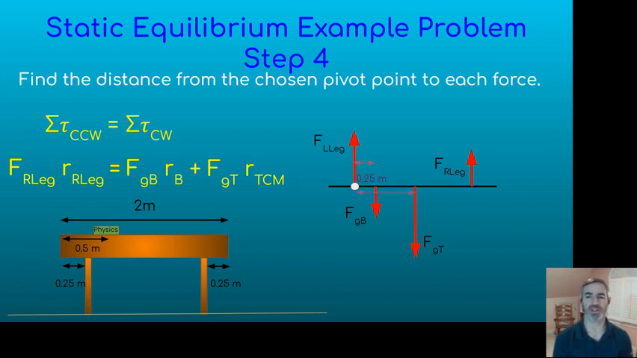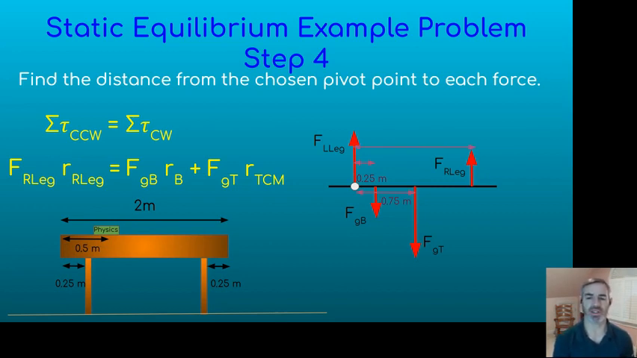Then we're going to find the distance to the force of gravity on the table. Well, we know that the force of gravity on the table comes from the center of mass. And the center of mass would be right in the middle of the table, which is 1 meter, the exact center of the table. But that's not the distance because we're still finding it from the left leg. So we're going to subtract those two numbers and find 0.75 meters is the distance from our pivot point.